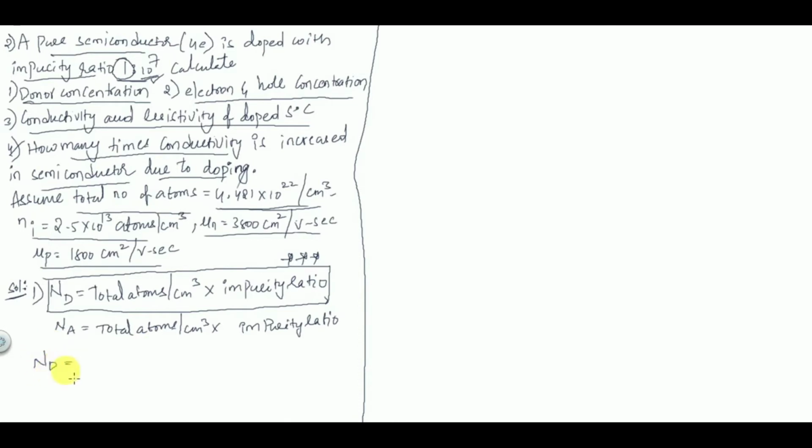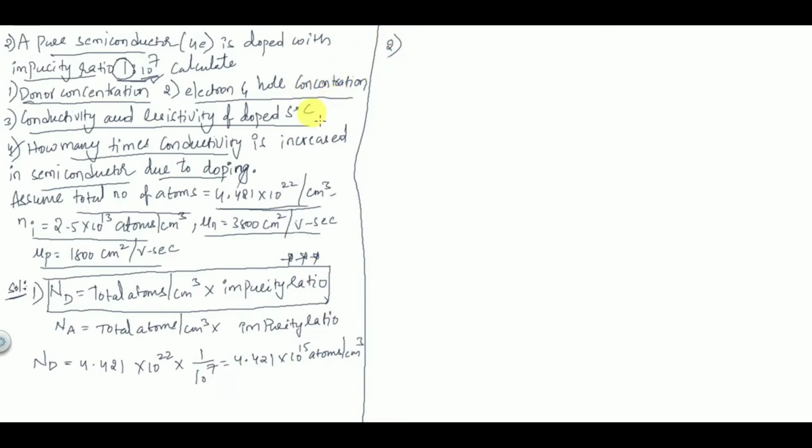So what will we get? Donor concentration is equal to total atoms, given as 4.421 into 10 to the power of 22, multiplied by 1 by 10 to the power of 7. So impurity ratio is 1 by 10 to the power of 7. So it will be 4.421 into 10 to the power of 15 atoms per cubic centimeter. Okay, so this is your first question.